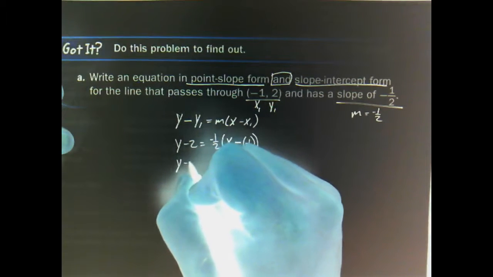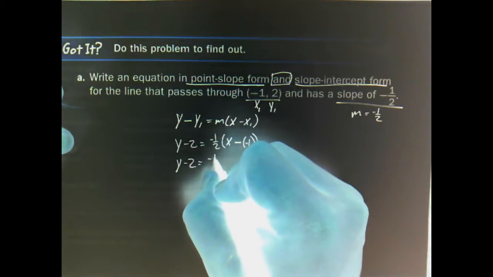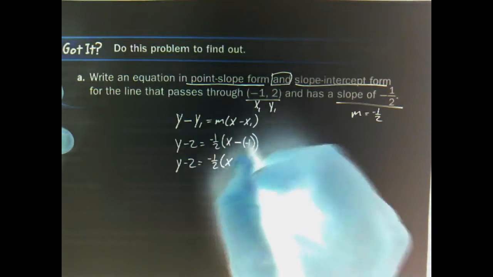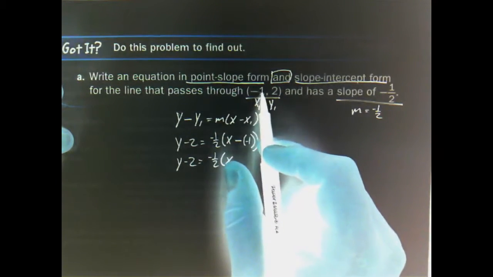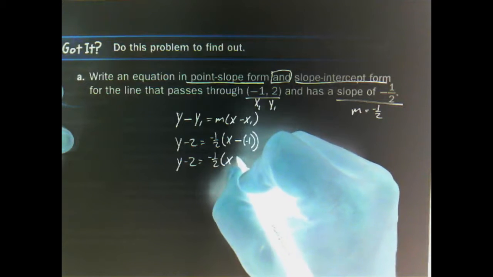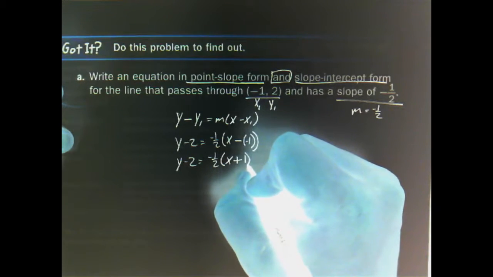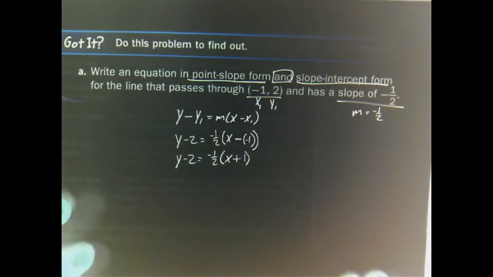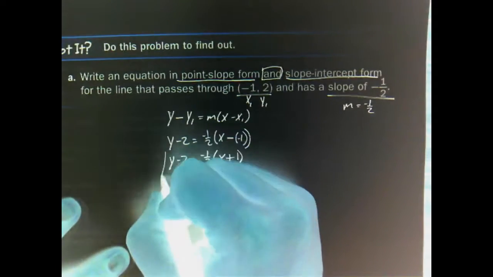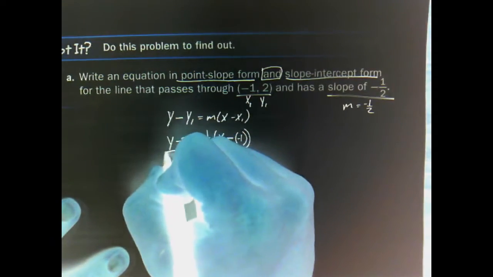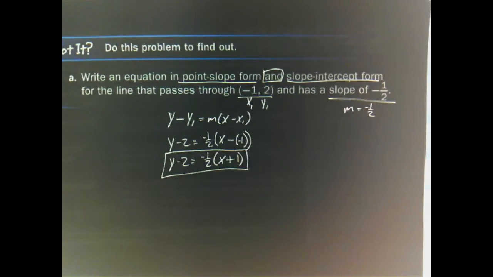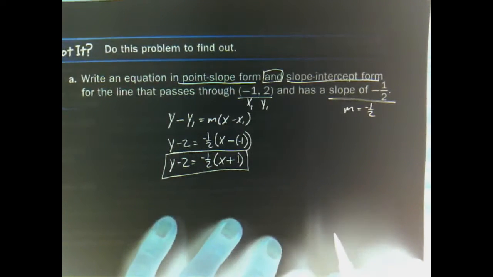And again, I'm going to rewrite that. Now, I fully expect after probably one assignment you folks will realize when you plug in a negative, it's always going to turn positive, and you're just going to write x plus 1, and that is perfectly all right. So here is my equation now. It's written in point-slope form. Y minus 2 is equal to -1/2 times the quantity x plus 1. So there's half my answer.